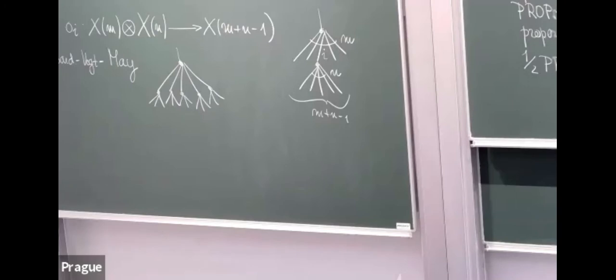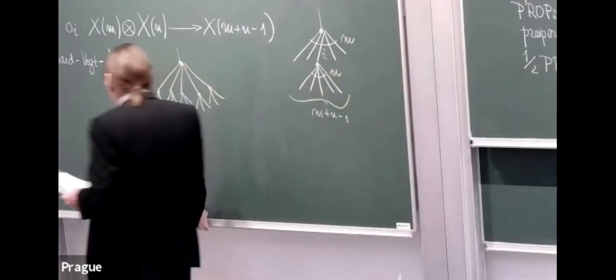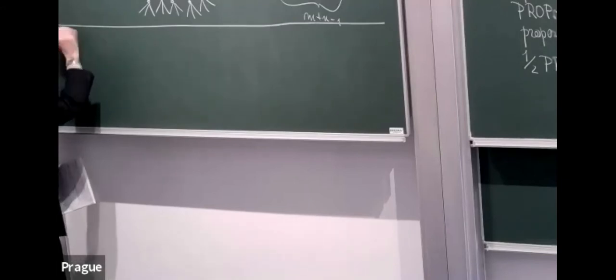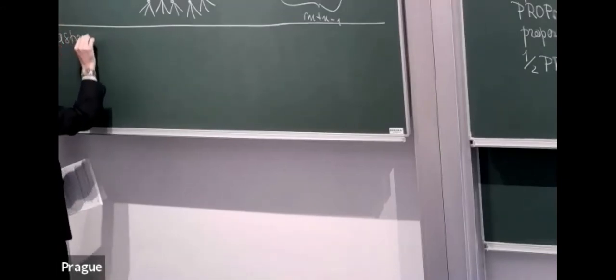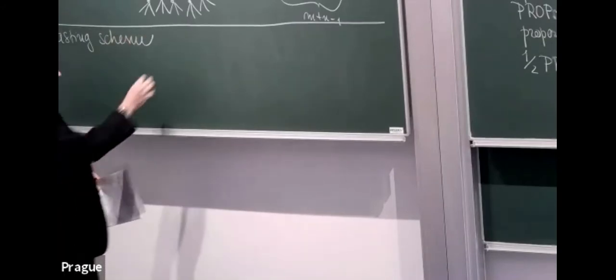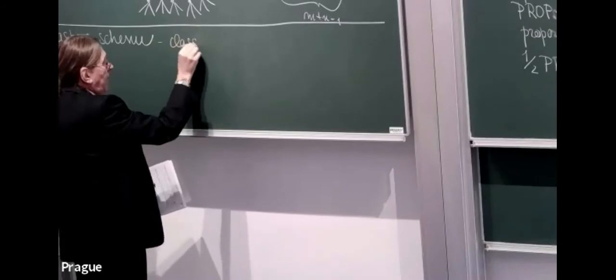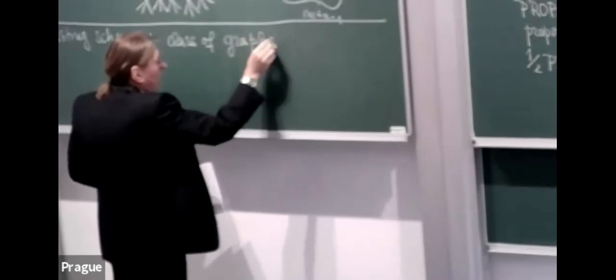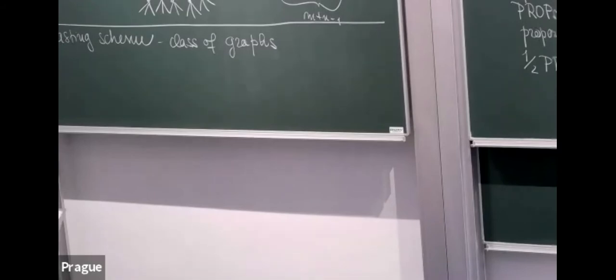So what about this magic hereditary property? You already saw examples of pasting schemes. The pasting scheme is a class of graphs. But not every pasting scheme can be used to define operads.